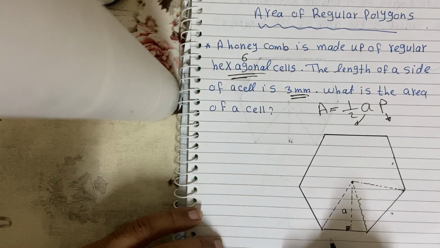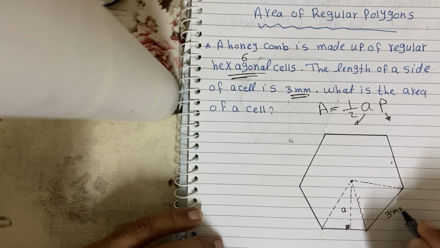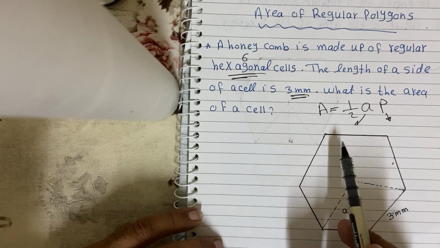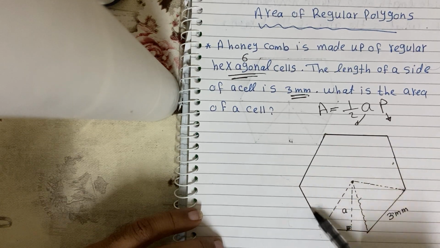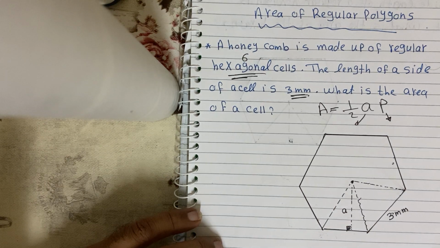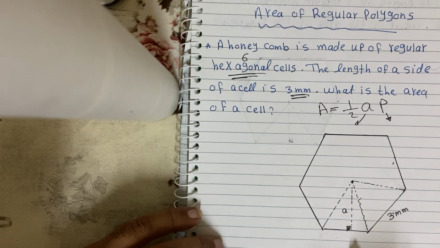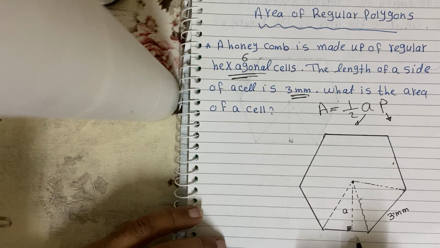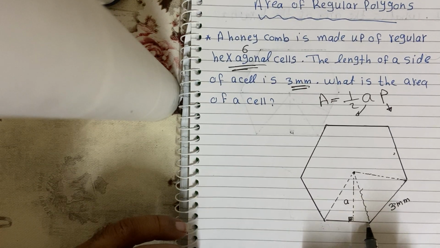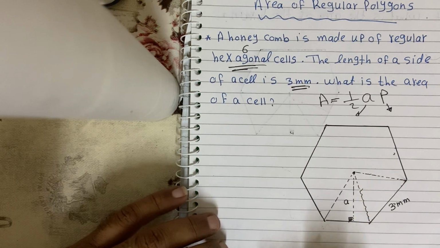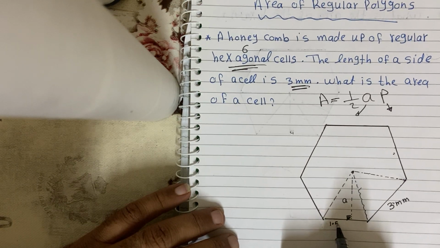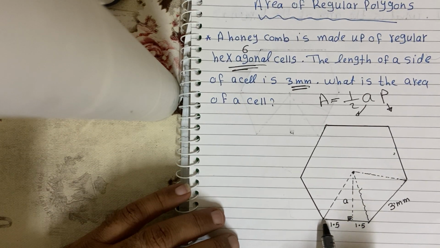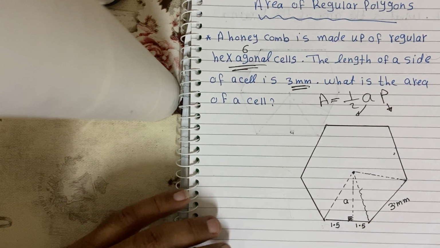This side is 3 millimeters. That means this side also 3, this side also 3, because it's regular. This side is 3, this side is 3, this side is 3. And according to our condition of the apothem, it should divide the side into 2 equal parts. So this part will be 1.5 and this part will be 1.5.